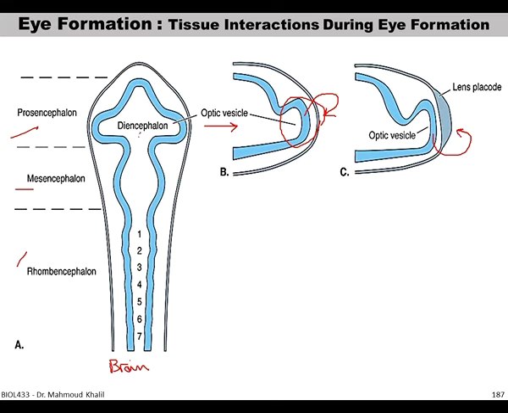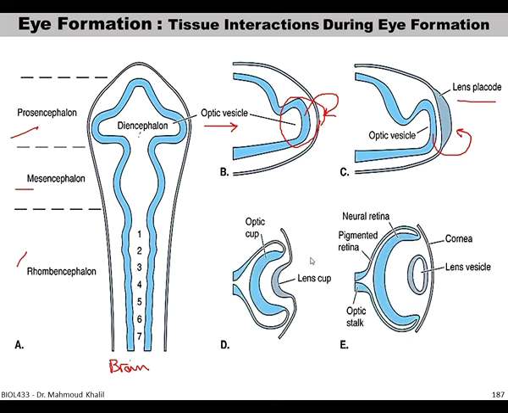The lens placode is invaginated to form the lens cup, along with the invagination of the optic vesicle to form an optic cup. Soon after that, the lens cup is separated to form the lens vesicle, and the rest of the ectoderm will cover over the lens vesicle and form the future cornea. Now, the optic cup is differentiated into a neural retina and a pigmented retina connected by the optic stalk.